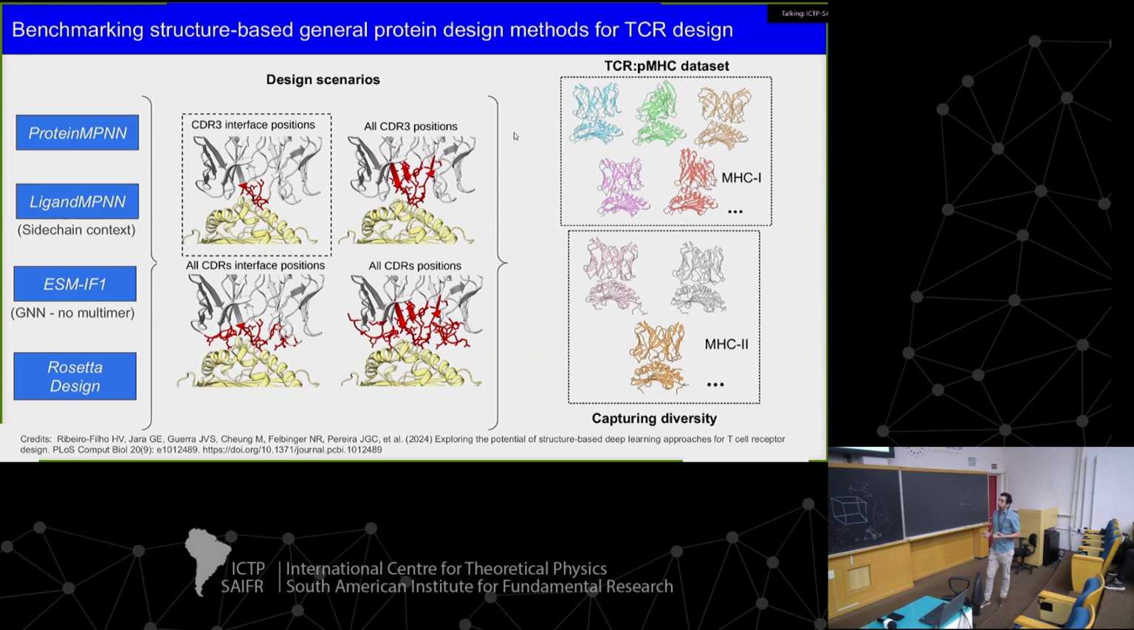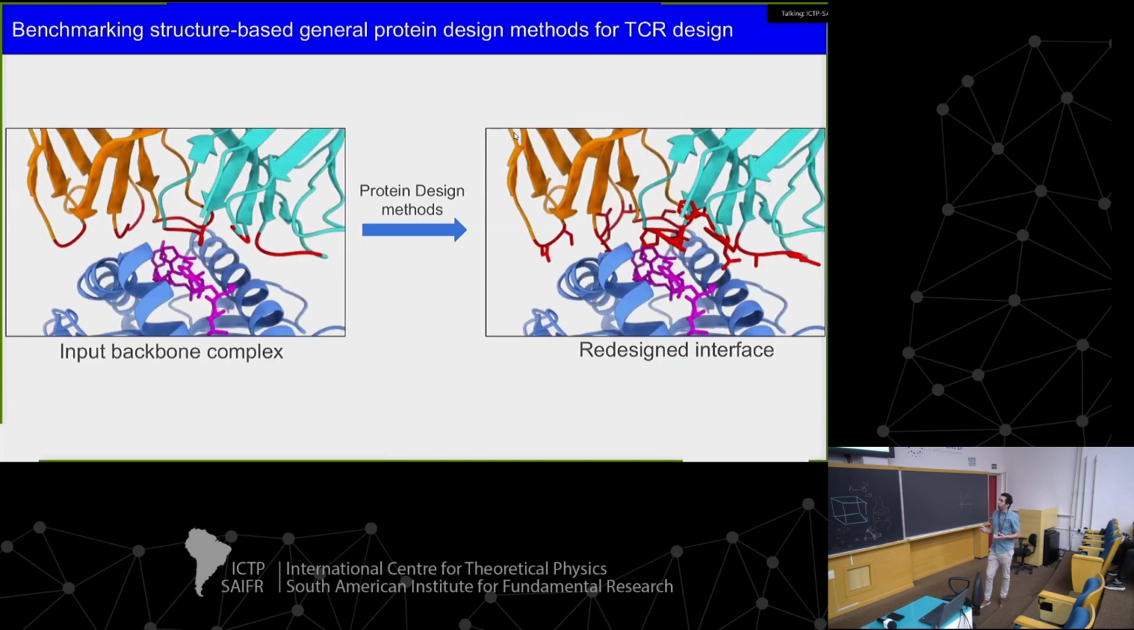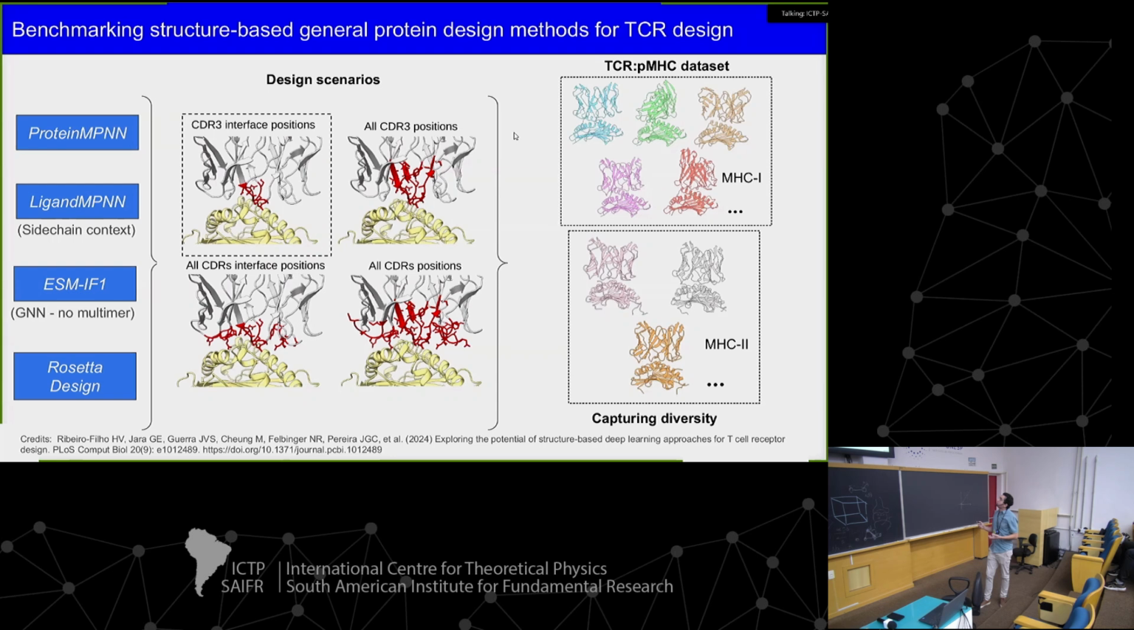So those methods are based on structures, right? So you need to have a complex of the TCR with the peptide and MHC to see if these methods can work. So we build our data set of TCR, pMHC. When I say pMHC, it is just the peptide with the MHC, right? We create a data set of natural TCRs that are available in the PDB. So the idea is to use this as initial structures for the redesign and compare our designs with these natural TCRs. We hope with this also to capture some kind of diversity because you have different binding modes of the TCR.